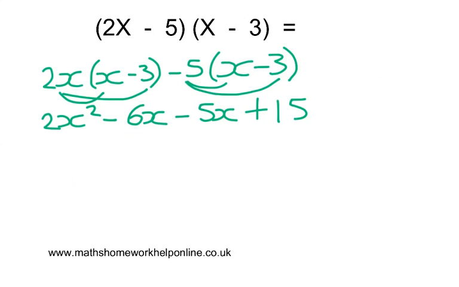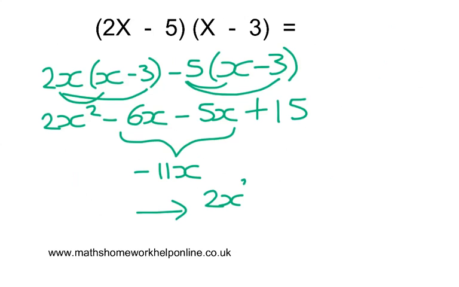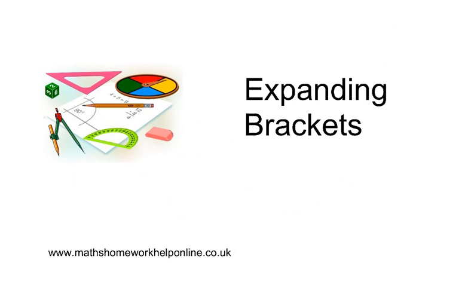And then finally we need to simplify, collect any like terms together, so minus 6x minus 5x, minus 6 minus 5 is minus 11, so that will be minus 11x. So our final answer is 2x squared minus 11x plus 15.